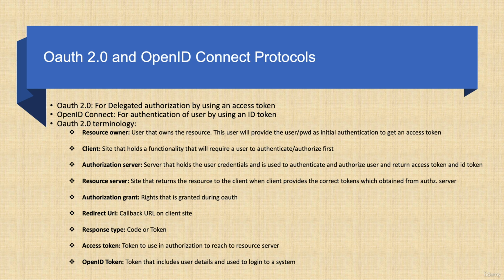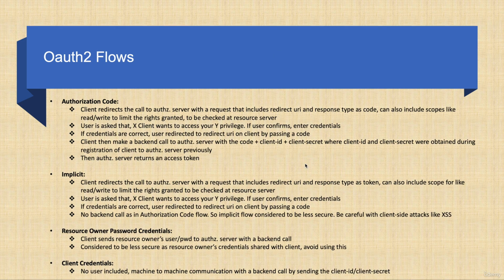Access token is the token to use in authorization to reach to resource server. And finally, OpenID token is the token that includes user details and used to log into a system. Here are the OAuth 2 flows. Let's go over them one by one.